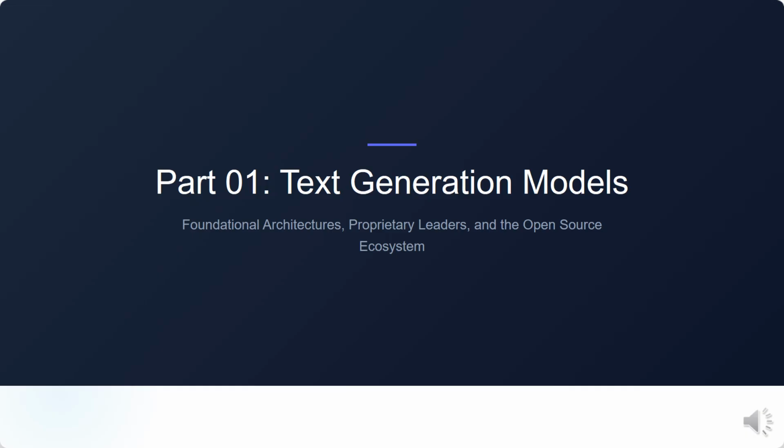So let us look at text generation models. Text generation models are AI models that can understand and generate human-like text. They are commonly based on the transformer architecture. These models are trained using a very large amount of text data. During training, the model learns patterns between words, sentences, concepts, and different types of information.